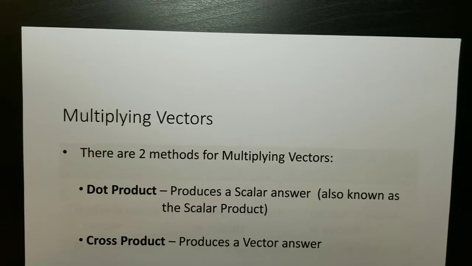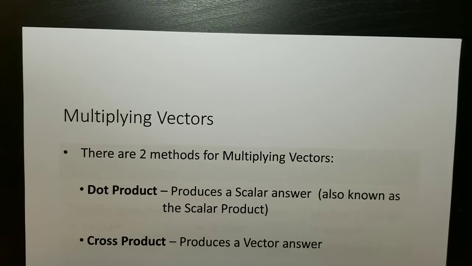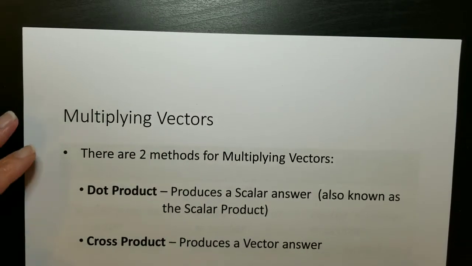This is also known as the scalar product because it gives you a scalar answer when you dot the two vectors together. The other form of vector multiplication is the cross product, and that produces a vector answer. It's sometimes called the vector product, but that's not as common to hear as calling the dot product the scalar product.